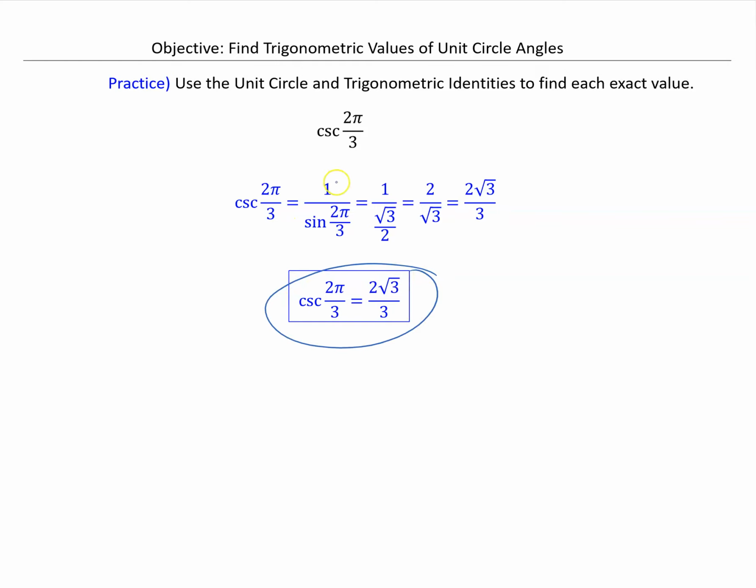So our cosecant is 1 over the sine of our 2 pi thirds. Sine of 2 pi thirds, which is in the second quadrant, and sine being y would be positive, should be a positive root 3 over 2. 1 divided by that is its reciprocal, 2 over root 3. Rationalizing gives us that 2 root 3 over 3.